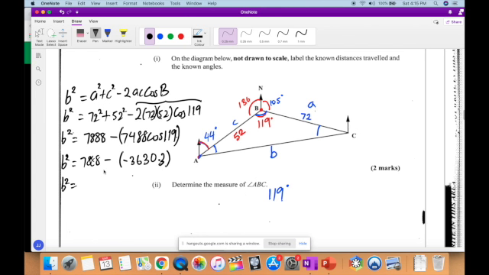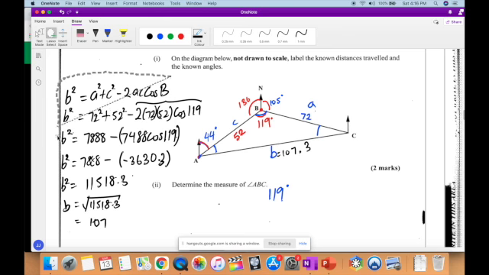So 7888 plus 3630.3, and that gives us this ugly number of 11518.3, and therefore B is equal to the square root of 11518.3, which is the square root of the answer, gives me 107. And it definitely looks like it could be over 100 compared to that 72 and the 52. So this here we get to be 107.3.